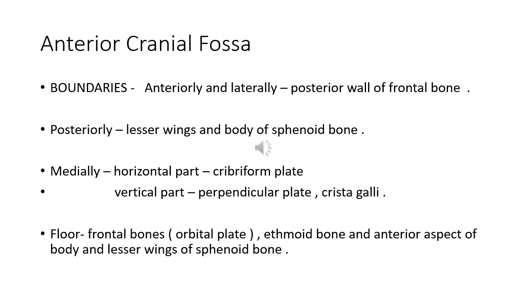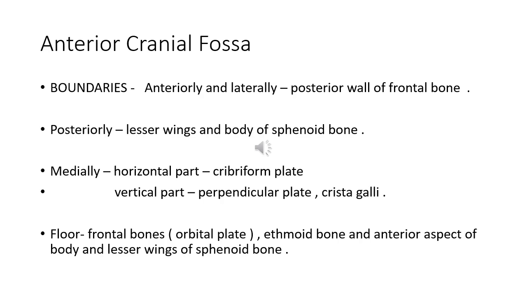First is anterior cranial fossa. The boundaries are very important from the exam point of view. Anteriorly and laterally, it is formed by the posterior wall of frontal bone. Posteriorly, it is formed by the lesser wing of sphenoid and body of sphenoid bone. Medially, there are two parts, horizontal part and vertical part.